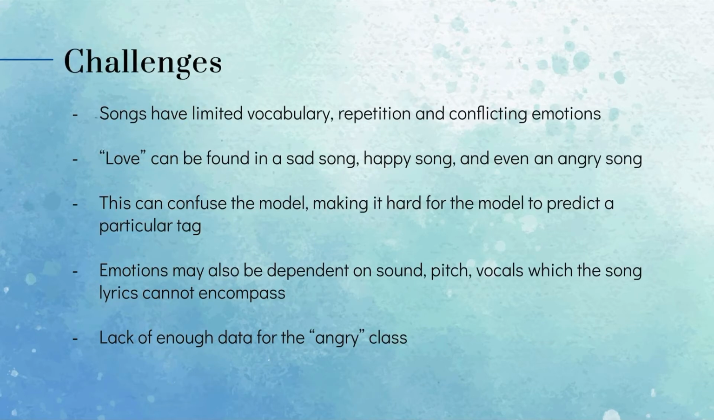Some challenges that we faced were due to the fact that songs have limited vocabulary, repetition, and conflicting emotions. Love can be found in a sad song, a happy song, and even an angry song. This can confuse the model, making it hard for it to pick one particular tag. Emotions can also be dependent on other factors, and we had a very limited amount of data in the angry category. So did it work?